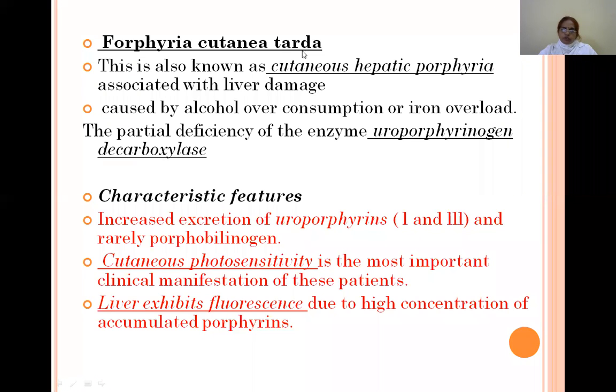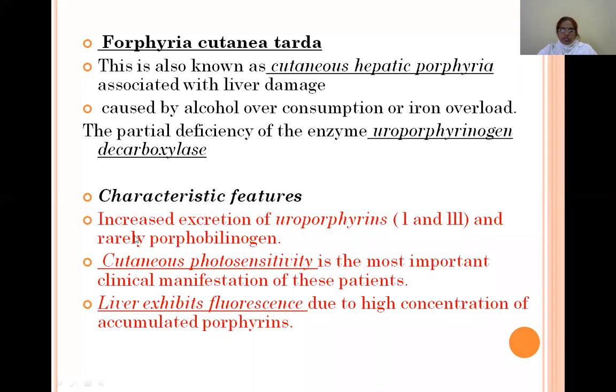Now see the porphyria cutanea tarda. This is also known as cutaneous hepatic porphyria. This is mainly due to liver damage. The liver damage is caused by over alcohol consumption or iron overload, and also partial deficiency of uroporphyrinogen decarboxylase.